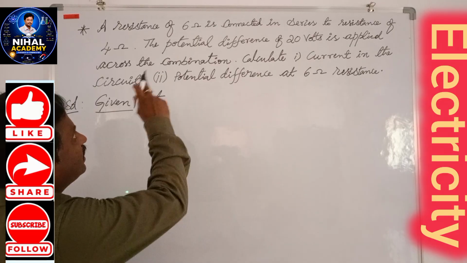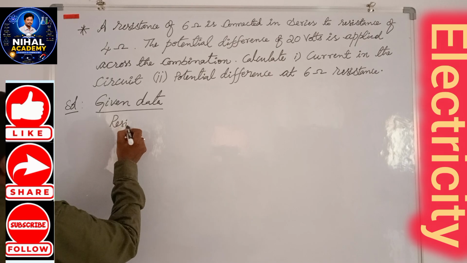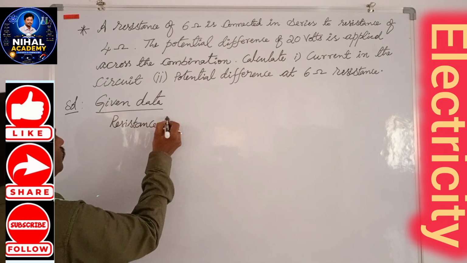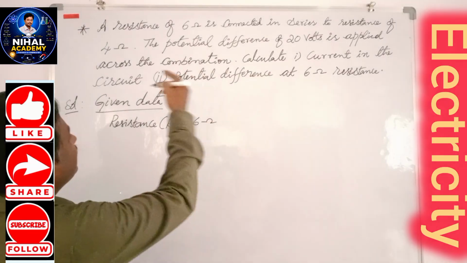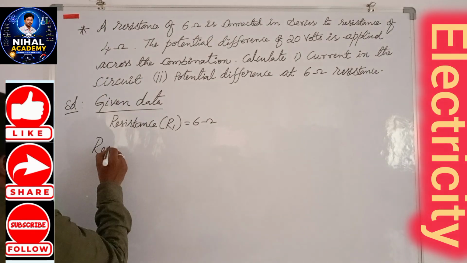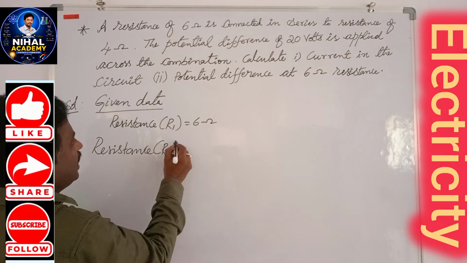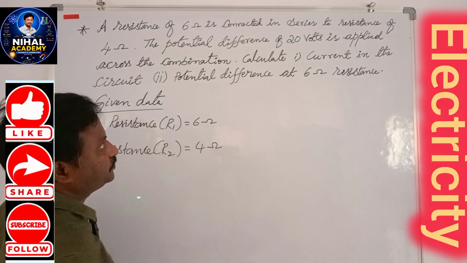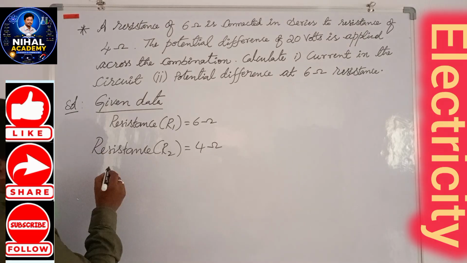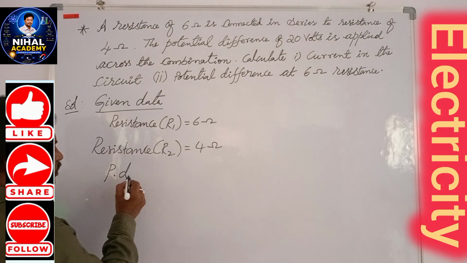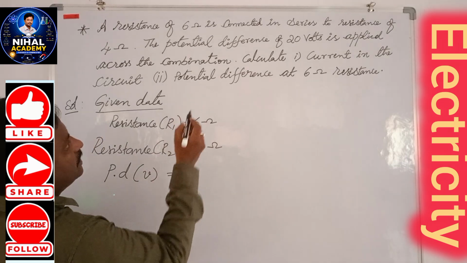So based on the given data, resistance R1 is equal to 6 ohm, and the second resistance, that is R2, is given as 4 ohm. Now these two are connected in series and the potential difference is given. So potential difference, shortcut PD, that is V, is equal to 20 volt.